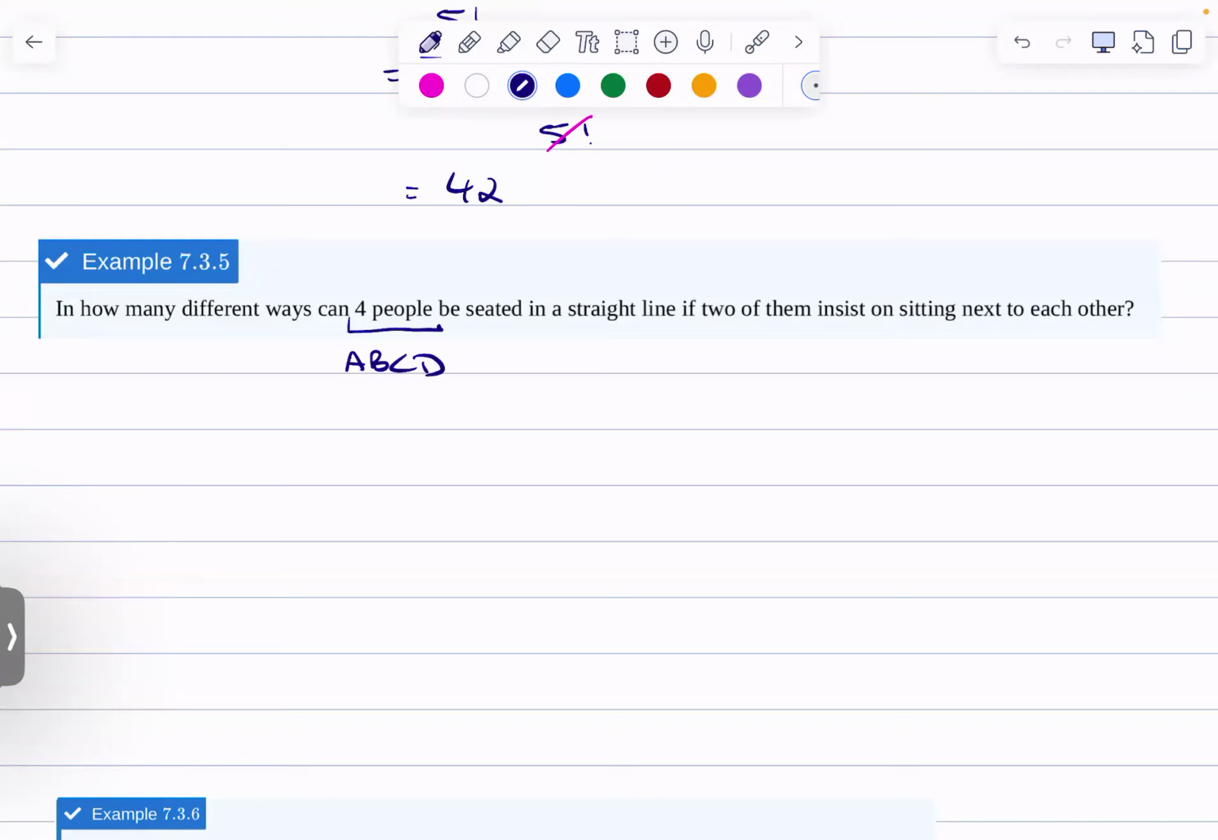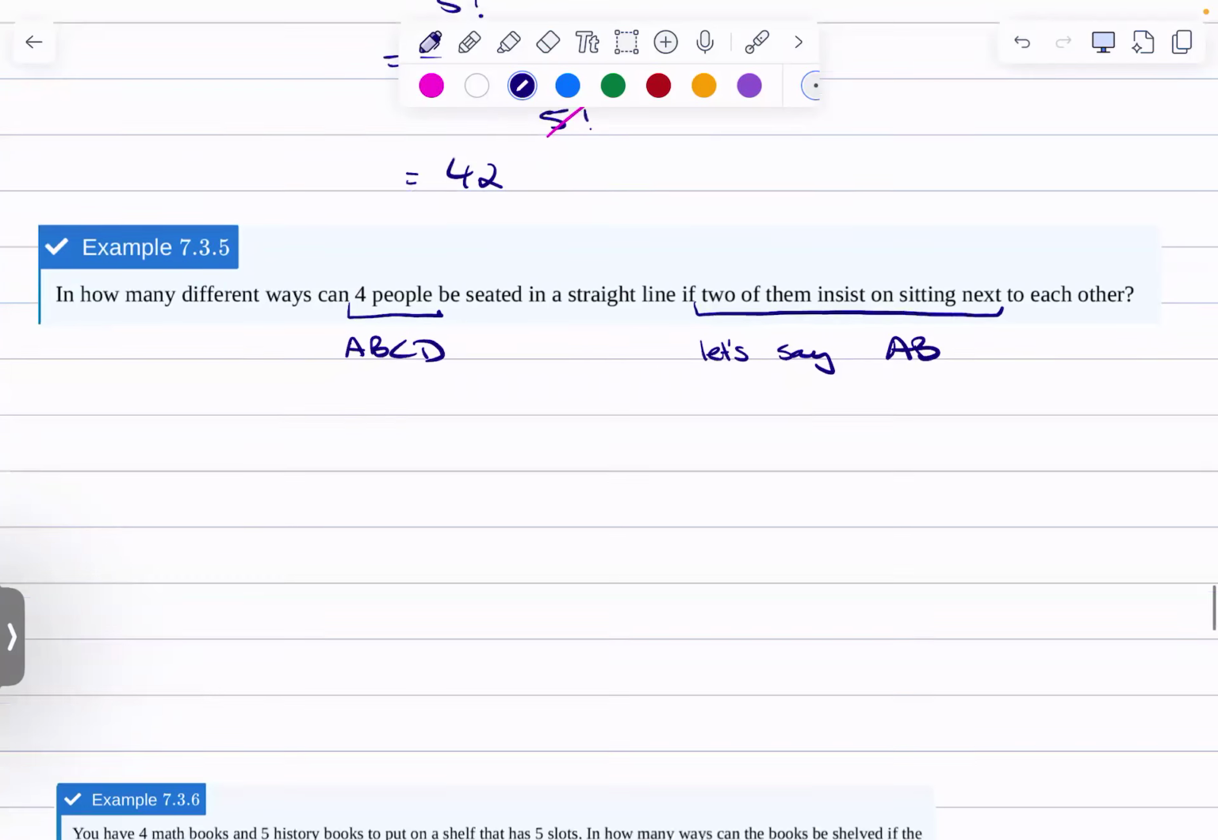Now, it doesn't matter which 2 are sitting together. They're just always going to sit together, right? And so if 2 of them insist on sitting next to each other, let's say A and B want to sit next to each other, then what we can do is we can say, okay, fine, I'm just going to treat this as if it's one person, right? They get 2 seats, but we'll just kind of pretend it's 1 seat for now, and then pull up a chair, right? And so that's going to be the sneaky part.